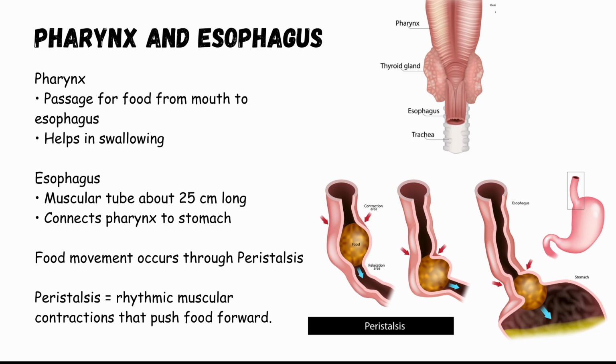From the pharynx, food moves into the esophagus. The esophagus is a muscular tube approximately 25 centimeters long that connects the pharynx to the stomach. Food does not move through the esophagus by gravity alone. Instead, it moves through a process called peristalsis, which involves rhythmic contractions of the smooth muscles in the esophageal wall. These contractions push the food downward toward the stomach.